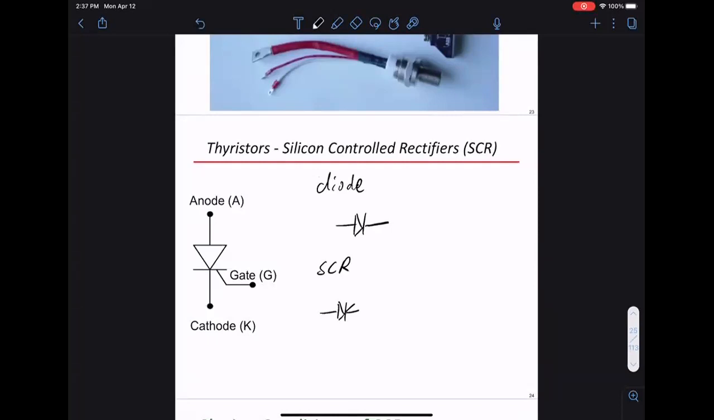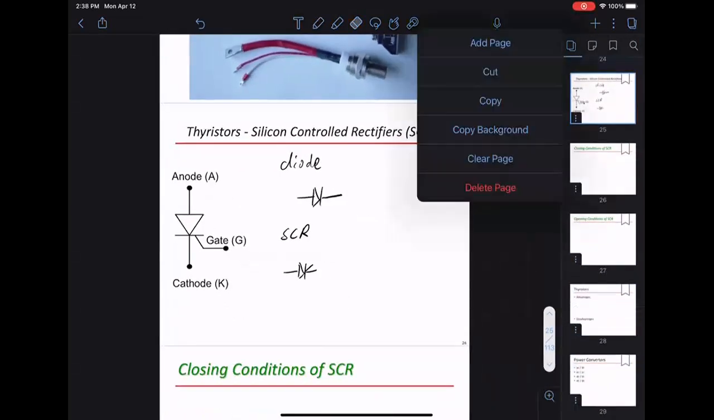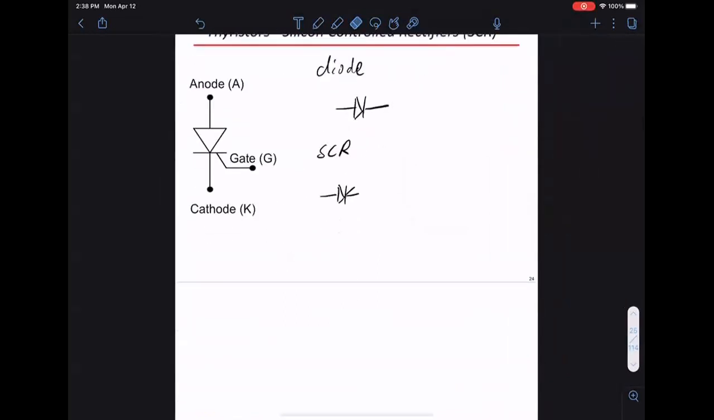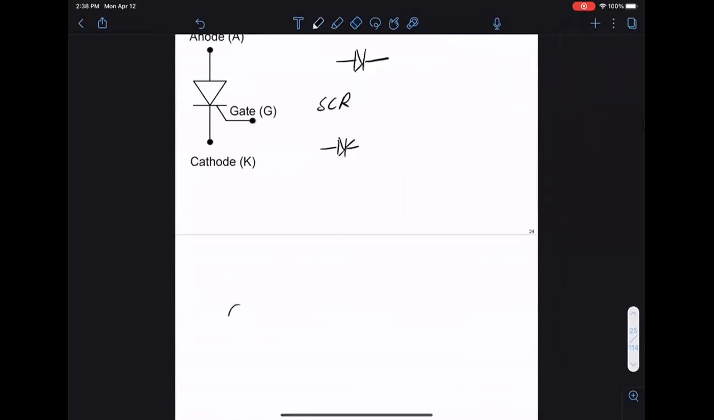The reason we have this kind of device is to have a controllable AC to DC converter. And the idea is the following: if you look at an AC to DC converter, let's say we have a source. Let's say this is an AC source. Then I put in a diode. Then I put this into a load.